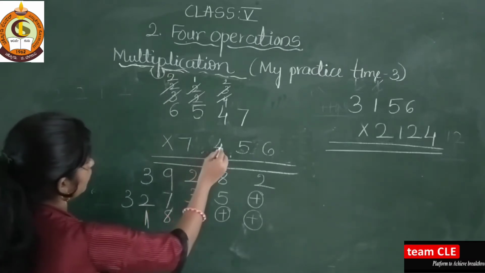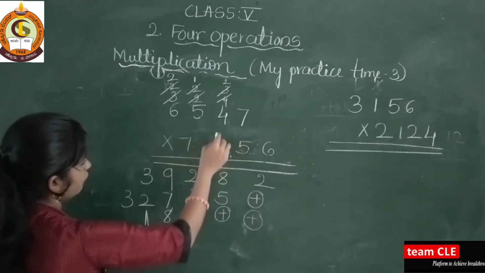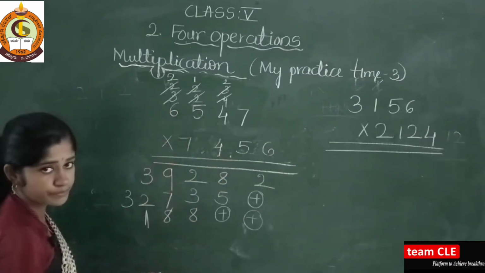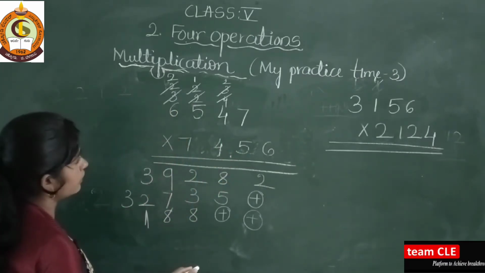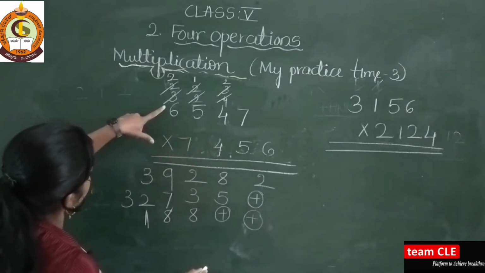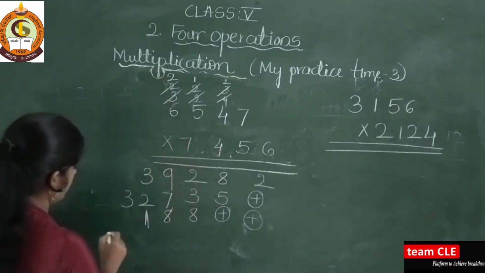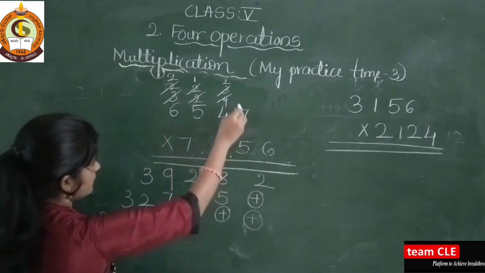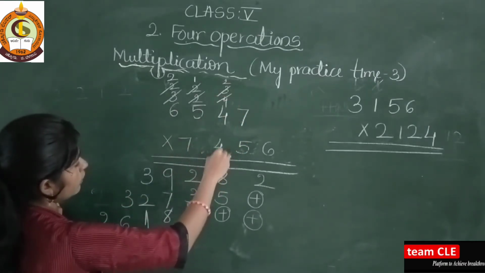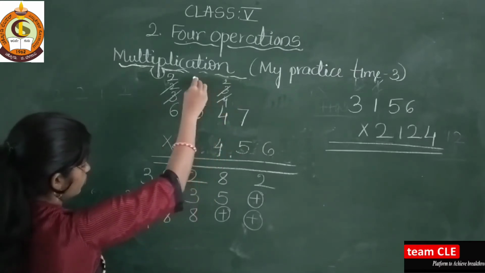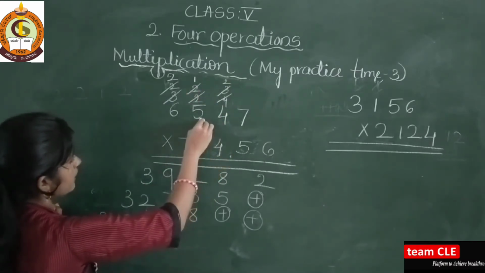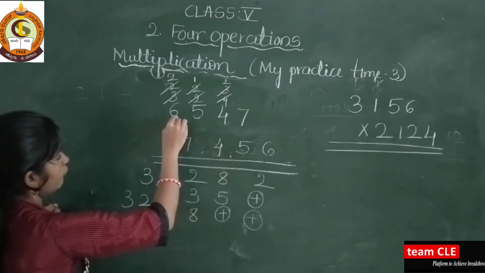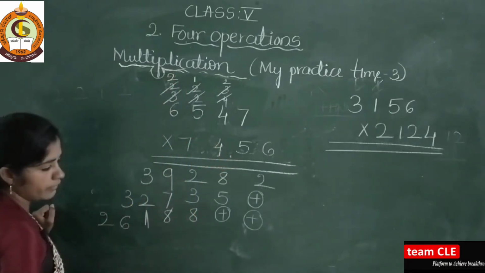Next 4 sixes are 24. 24 plus 2 is 26. See here, 4 sevens are 28. 4 fours are 16. 16 plus 2 is 18. 4 fives are 20. 20 plus 1 is 21. 4 sixes are 24. 24 plus 2 is 26.